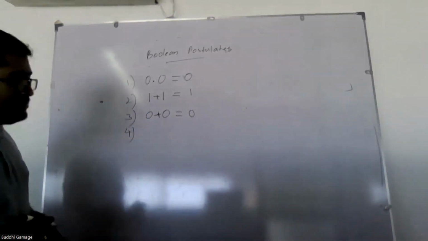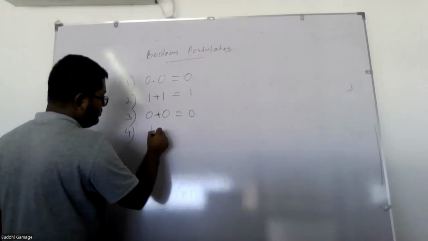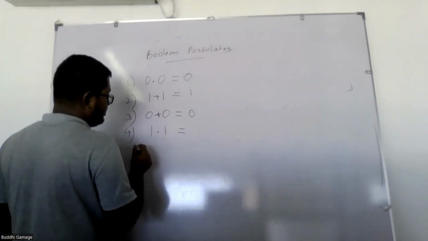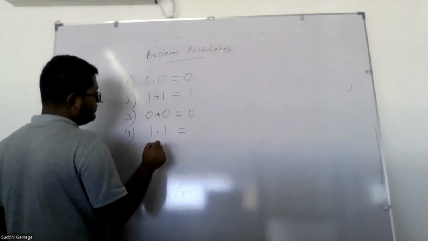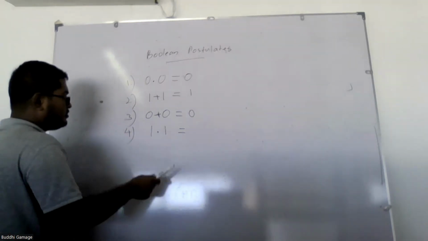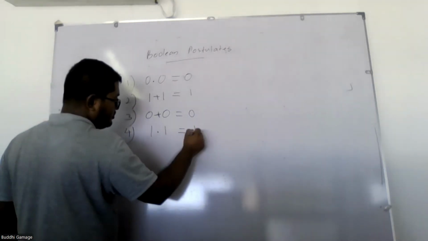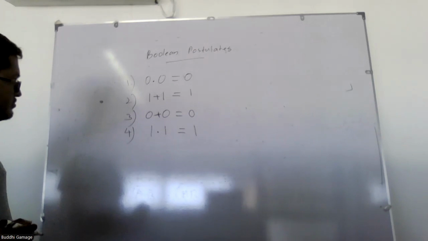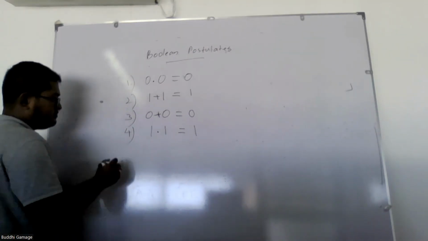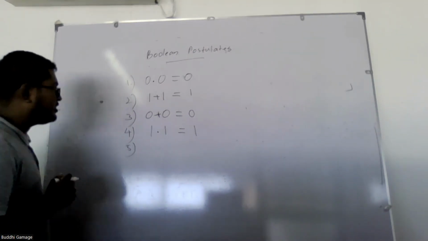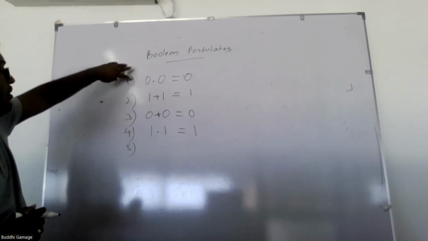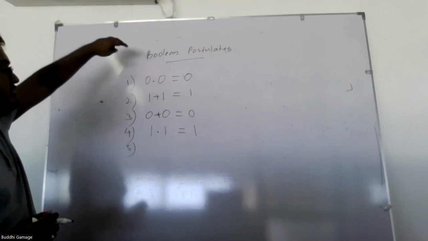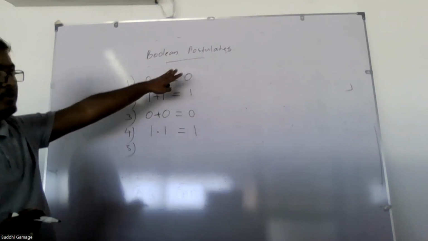The fourth one, 1 dot 1. That means 1 and 1, or otherwise we can say true and true. So it's always going to be true. These are logical operators, right? This means false and false. So it should be false.